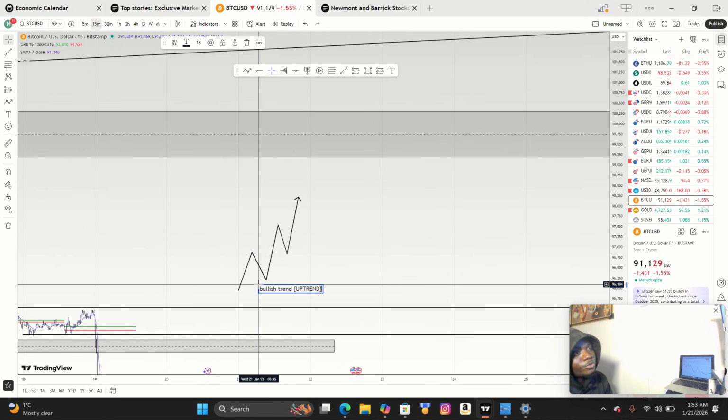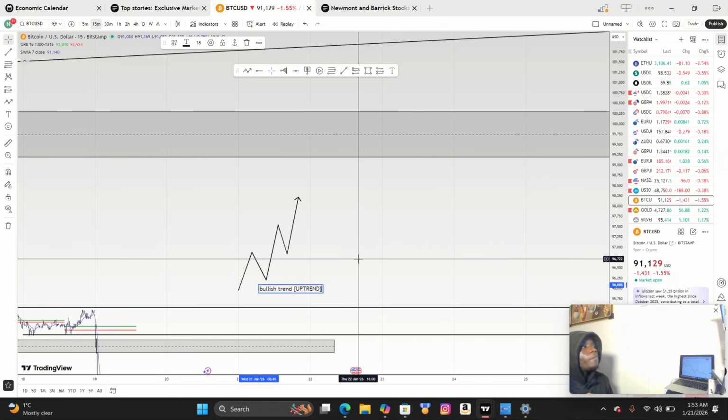So after I'm done with this, let's now go to the second type of the trend of the market that we have, which is the bearish trend. The bearish trend, like I said, is when the market is moving down, when the market keeps dropping. So then let me now show you how the market always looks when it drops.